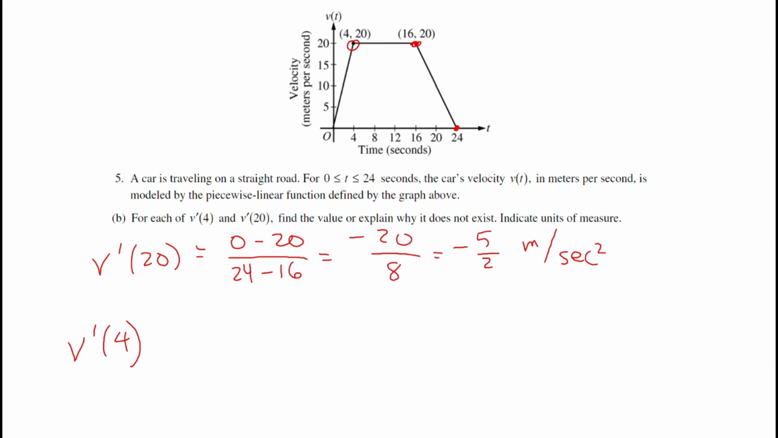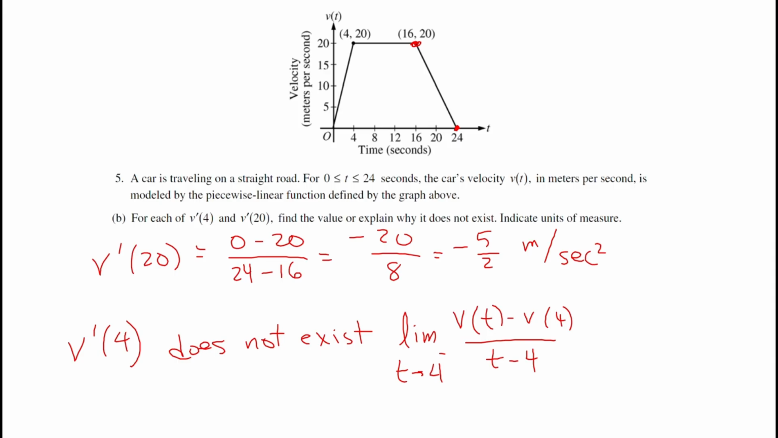we can see that there's a corner there at 4, which tells us that the derivative doesn't exist, right? But that's not a good enough explanation, just that there's a corner there. What we have to do is look at the limit of the slopes on both sides, right? So like we can say that the limit as t approaches 4 from the left of that slope, right? So we just find that slope of v of t minus v of 4 over t minus 4.